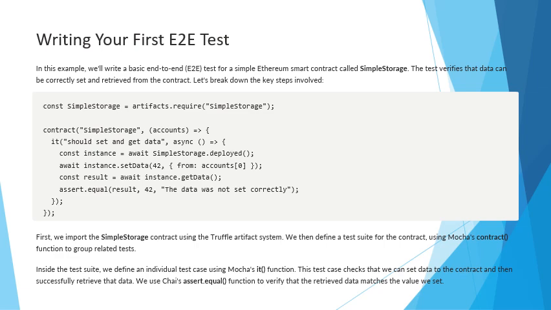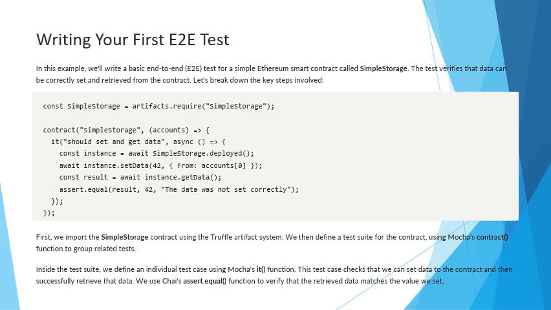In this example, we'll write a basic end-to-end test for a simple Ethereum smart contract called SimpleStorage. This test verifies that the data can be correctly set and retrieved from the contract. First, we import the SimpleStorage contract using the Truffle artifact system. We then define a test suite for the contract using Mocha's contract function to group related tests.